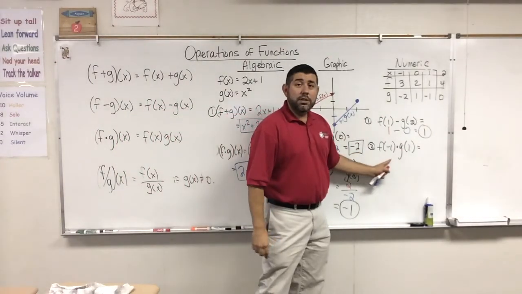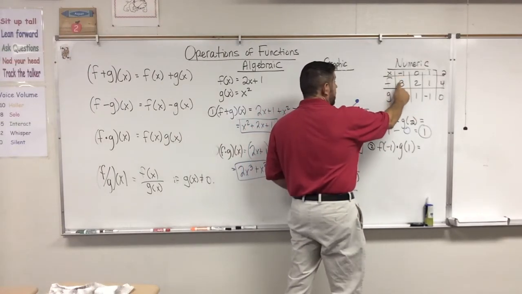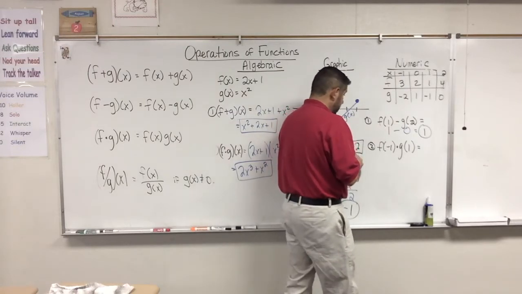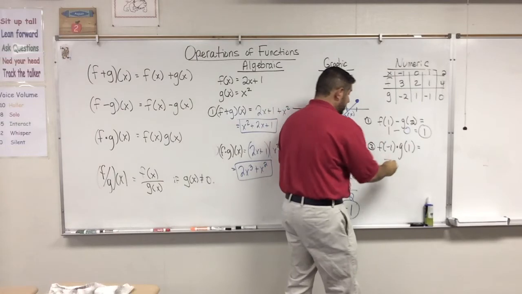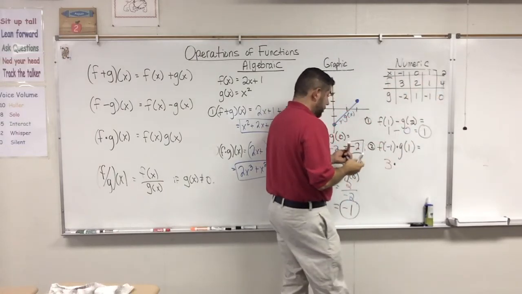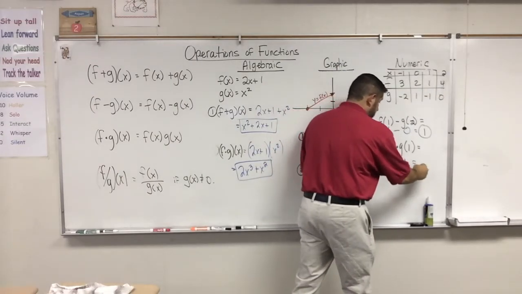F of -1 times g of 1. So f of -1 is 3. Okay, I go over the x down there. So we got 3 times g of 1. G of 1 is -1. Which is going to give us -3.